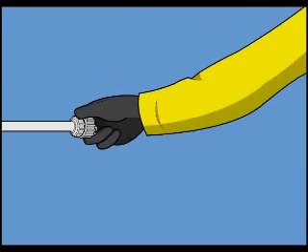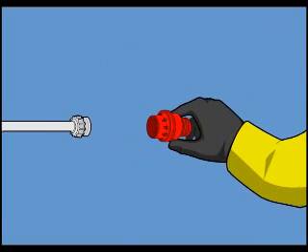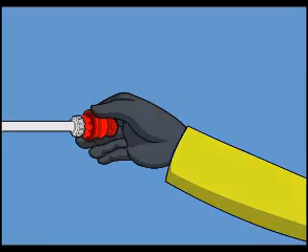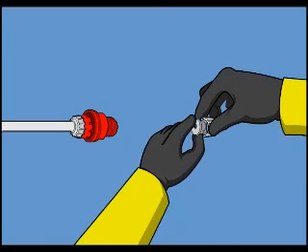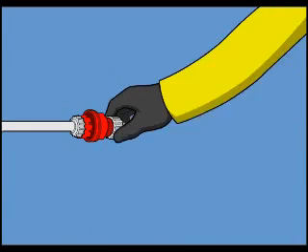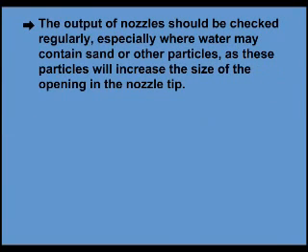Fit the valve by first removing the nozzle tip and cap. Fit a washer, if not present, into the end of the CFV that is screwed to the end of the lance. Then, with another washer, if necessary, screw back the nozzle body, tip, and cap onto the CFV. The output of nozzles should be checked regularly, especially where water may contain sand or other particles, as these particles will increase the size of the opening in the nozzle tip.